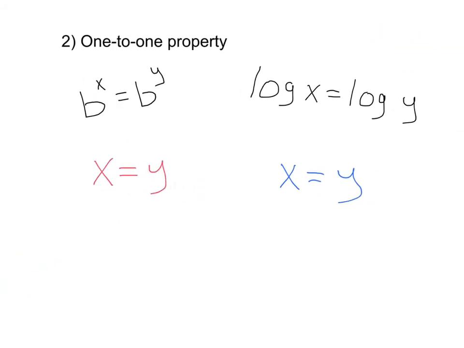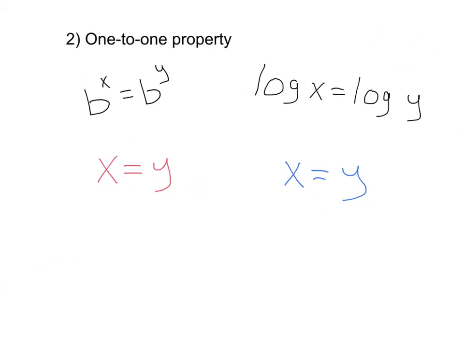Second is the one-to-one property, which basically means if you've got two things equal, you can set the components equal, like b to the x power equals b to the y power. You know x has to equal y. If log x equals log y, same thing, x has got to equal y. Alright, let's do some examples.